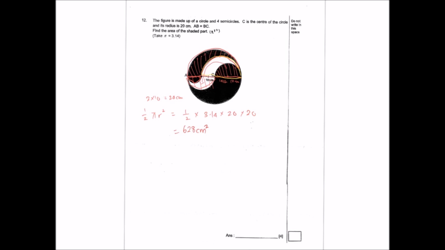This yellow color semicircle has a diameter of 10 plus 10 plus 10, a diameter of 30 cm. We need its radius because the formula of the area is based on radius. So we have 30 centimeters. We divide this by 2 to get a radius of 15 cm. So the yellow color semicircle has a radius of 15 cm.